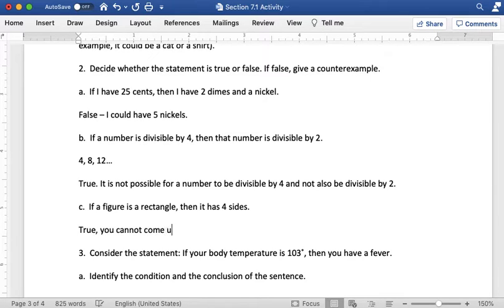You cannot come up with a rectangle that does not have 4 sides. So if we have something and we know it's a rectangle, then we know that the conclusion is also true. It must have 4 sides.